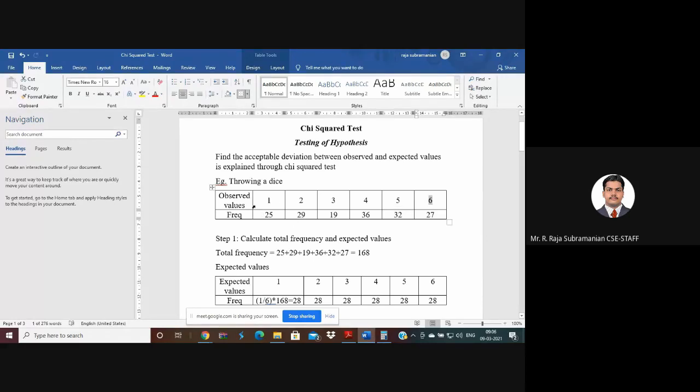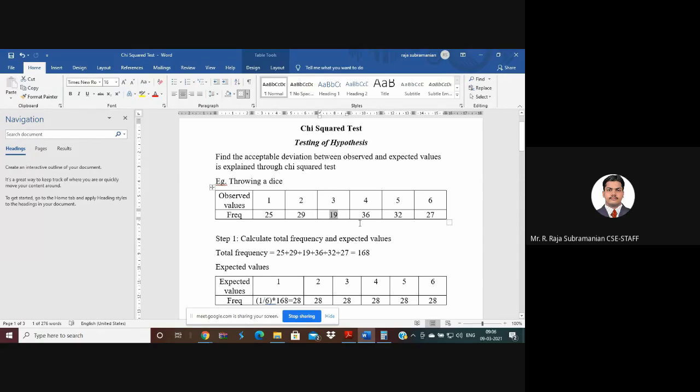Now, how many times each thing appeared is considered as a frequency, and in the observed values, it is given that 25 times 1 is obtained, 29 times 2 is obtained, only 19 times 3 is obtained, 36, 32 times 4 and 5, and 27 times 6. Like that, we got a value. Right? This is an observation being done.